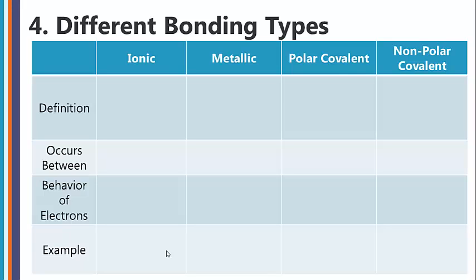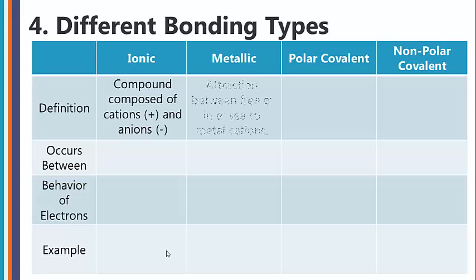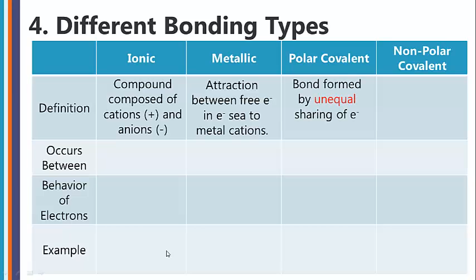Next question is just about summarizing the different bonding types. So first one that we have is ionic. Ionic compound is something that is composed of cations and anions. A metallic compound is going to be the attraction between free electrons in the electron sea and metal cations. So we have these metal cations which give up their valence electrons to this electron sea, and those attractive forces hold the metal together. Next we have polar covalent and nonpolar covalent.